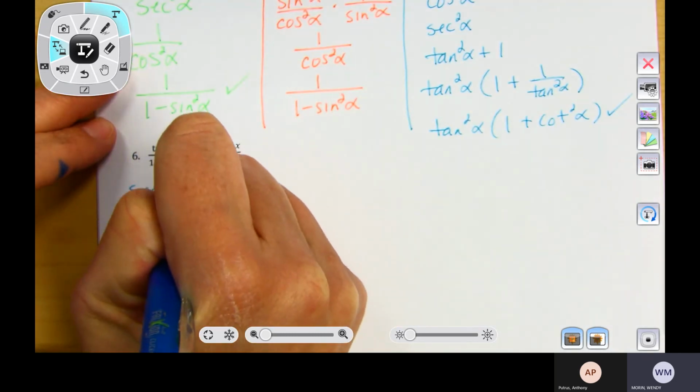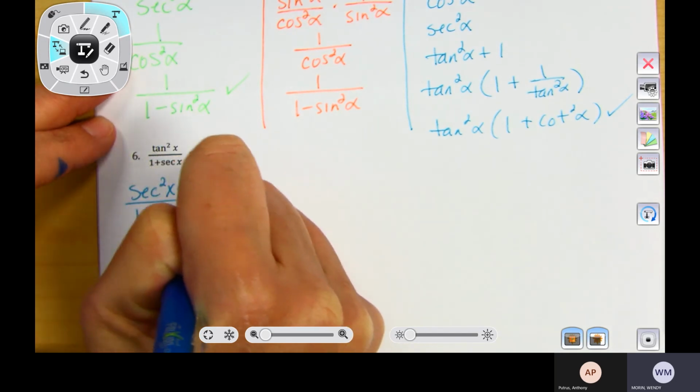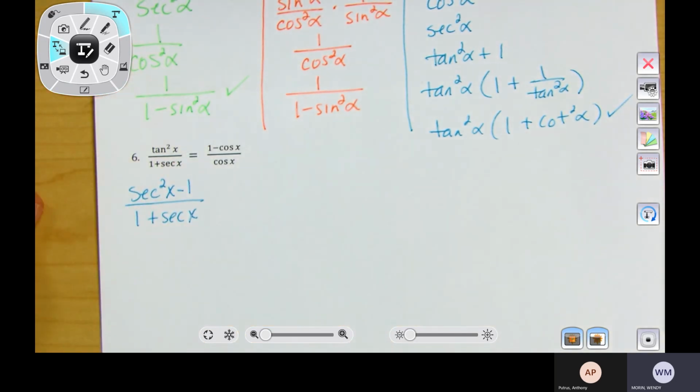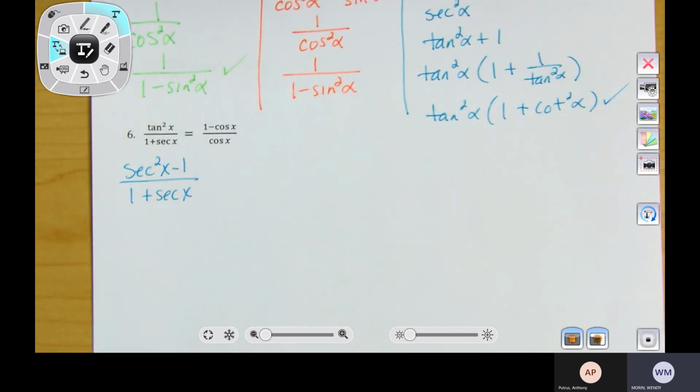Secant squared x minus 1. That's a good idea, because secant is a form of cosine. So I'm almost to cosines. Bad math is canceling the secant with the secant and canceling the 1 with the 1. That's bad math. Give me some good math.